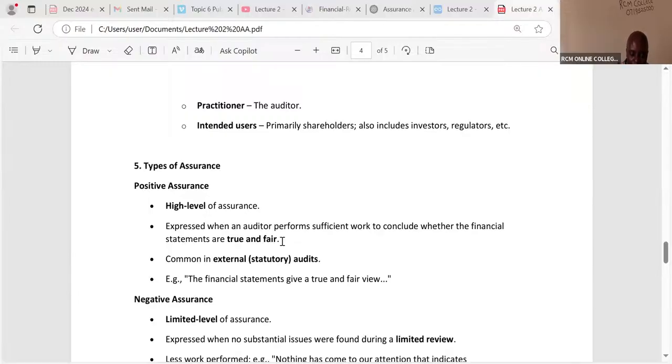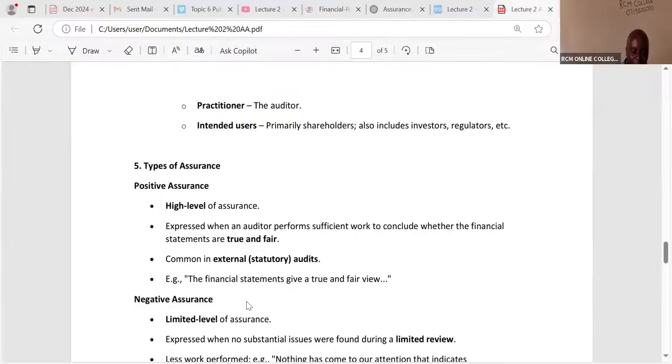So it is common in external statutory audits. Example, the financial statements give a true and fair view. So whenever I'm doing an audit of financial statements, then I will be able to give, ladies and gentlemen, what we call a positive assurance. So under a positive assurance, I'm telling the whole world that the financial statements provide a true and fair view. Yeah, they provide a true and fair view.